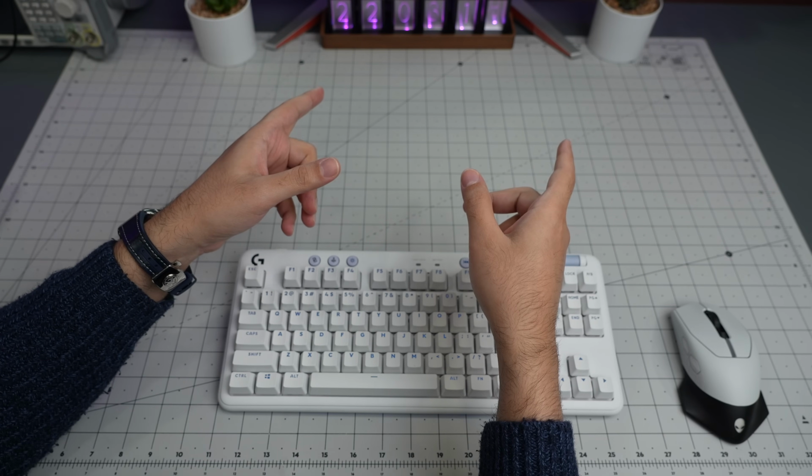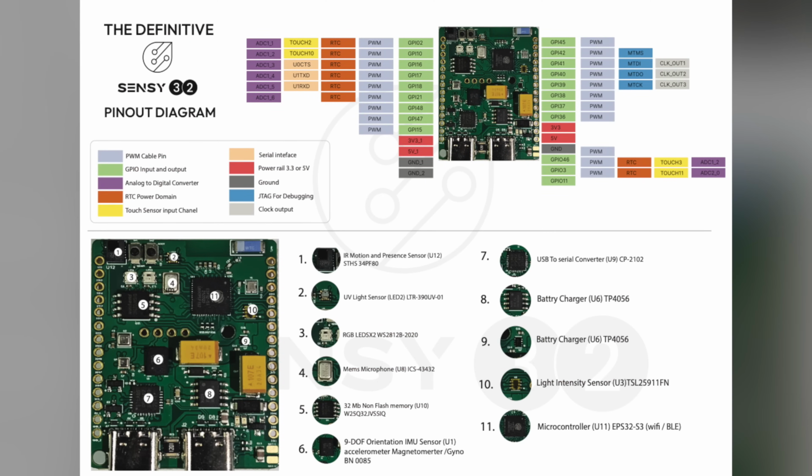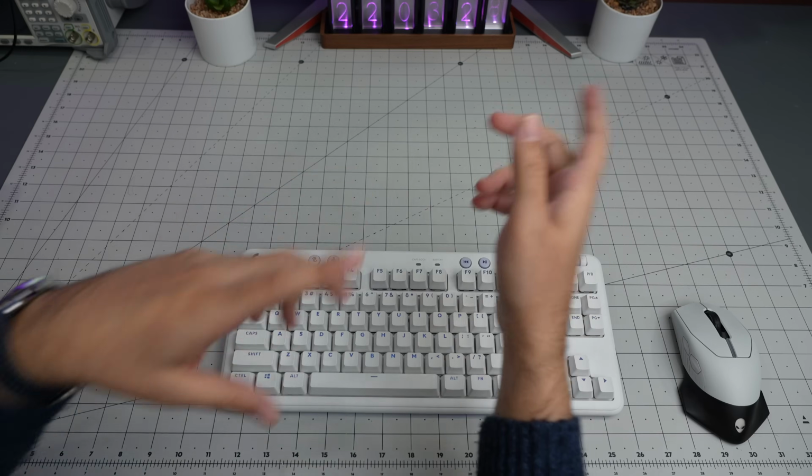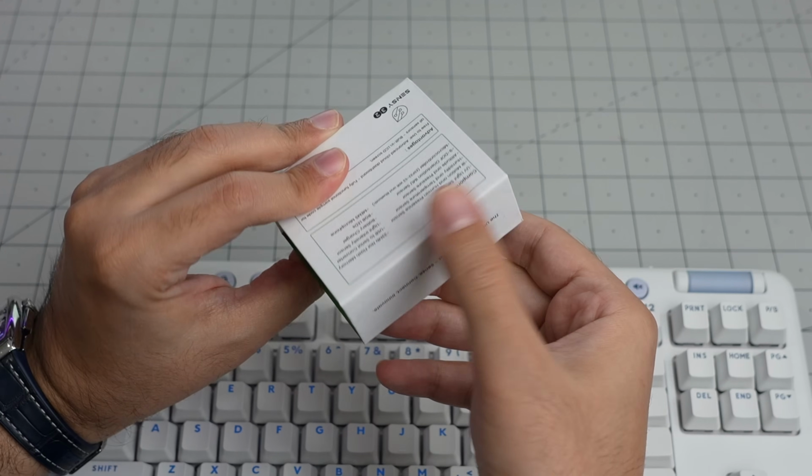But this bad boy that I'm going to show you is actually a tiny board that contains all the sensors, and it is called Sensi32. Let me show you what I'm talking about. This is the Sensi32 that I'm talking about.